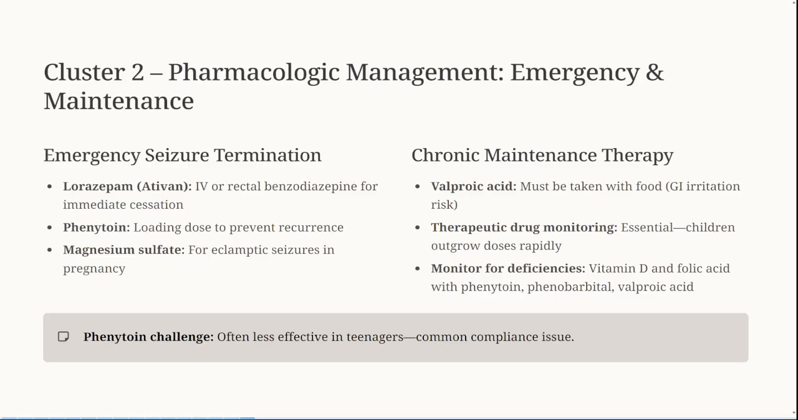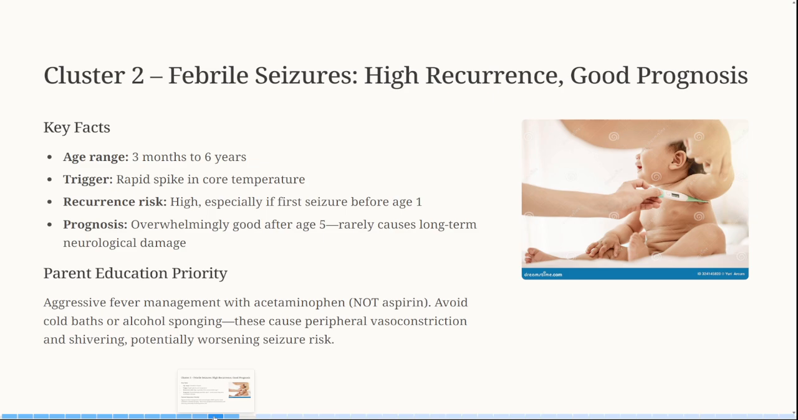And what about things like cold baths? That's another critical education trap. Using cold baths or alcohol sponging actually causes peripheral vasoconstriction and shivering. Those are the body's mechanisms to raise core temperature. So it could make it worse. It could potentially worsen the seizure risk. Promoting oral fluid intake is the appropriate non-pharmacological way to help cool them down.